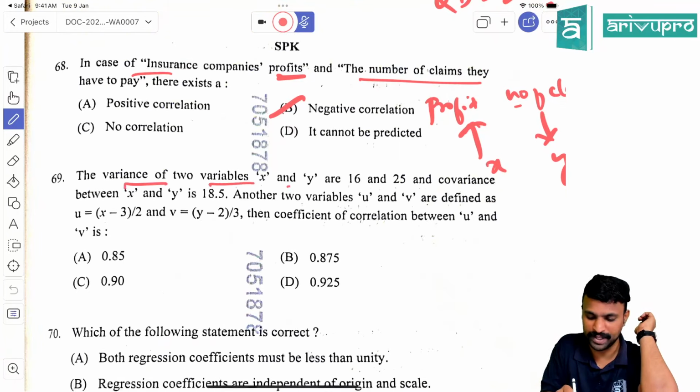Guys, the variance of two variables x and y are 16 and 25, and covariance between x and y is 18.5.